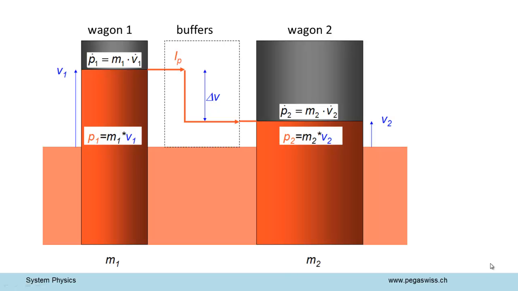At the moment, a momentum current is flowing through the buffers. As a result of the momentum current, the momentum diminishes in the first wagon and accumulates in the second. The circulating momentum current times the momentary velocity difference between the wagons equals the power that is being released in the buffers at the moment.